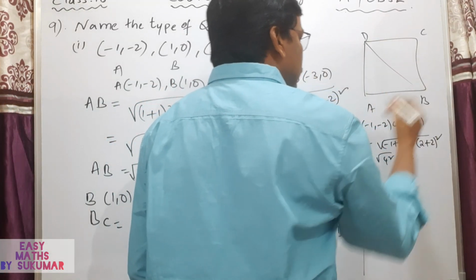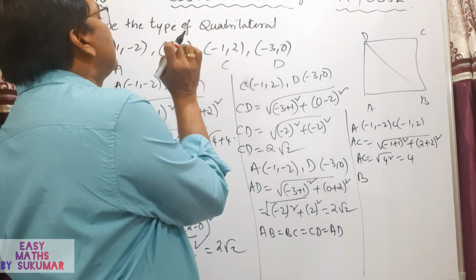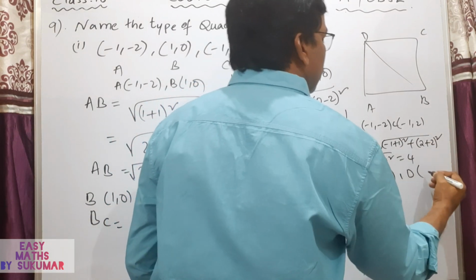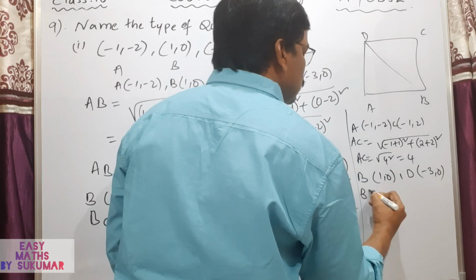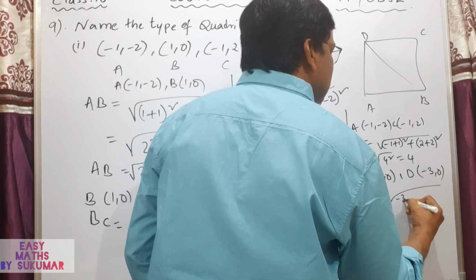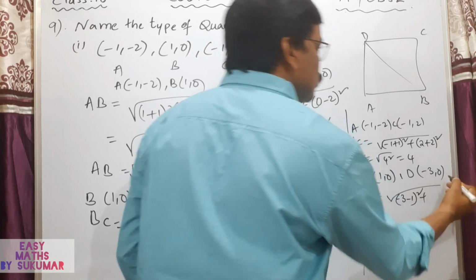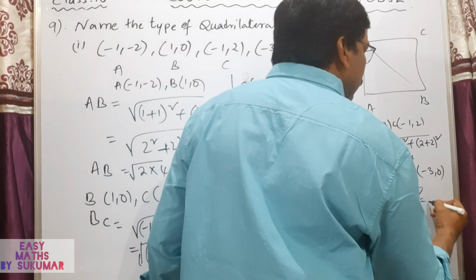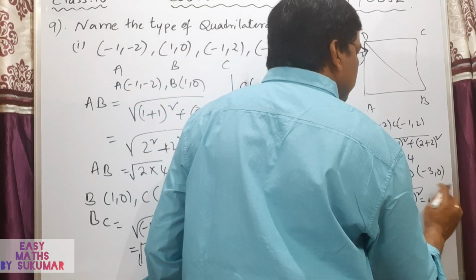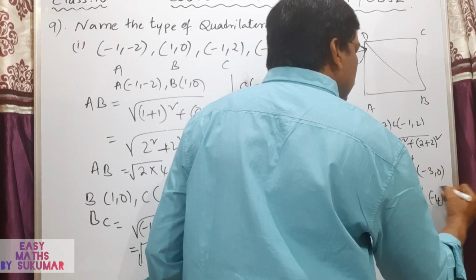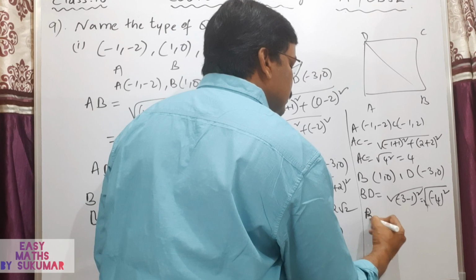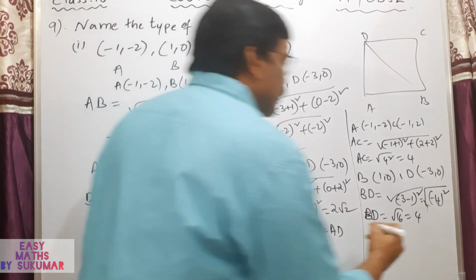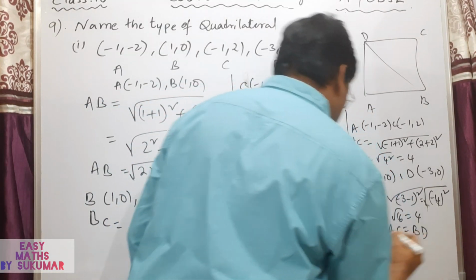Coming to this BD, B is what? What is the vertex of B? (1, 0) and D is (-3, 0). So this BD is equal to root of (-3 minus 1) whole square plus (0 minus 0, which is 0). So we need not write that one. -3 minus 1 means -4 whole square. So this is -4 whole square under root. So here this BD is equal to root of 16, it is equal to 4. So my dear students, here AC and BD are equal.